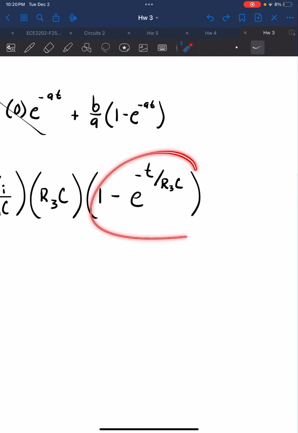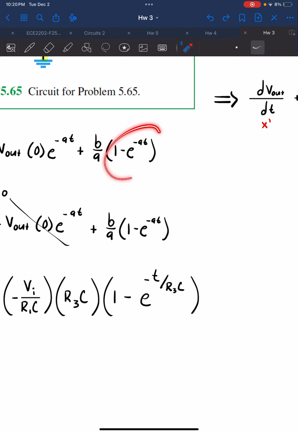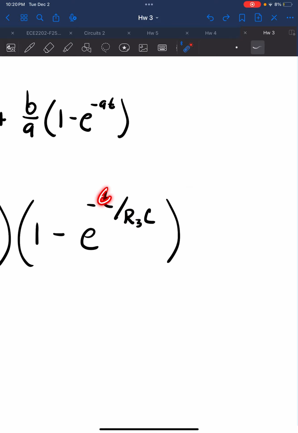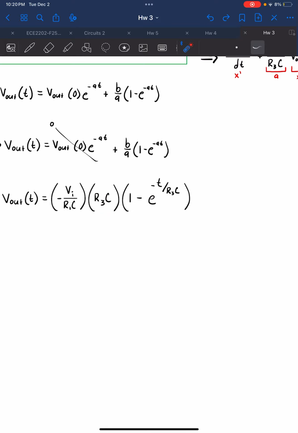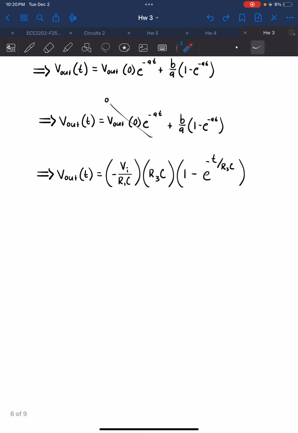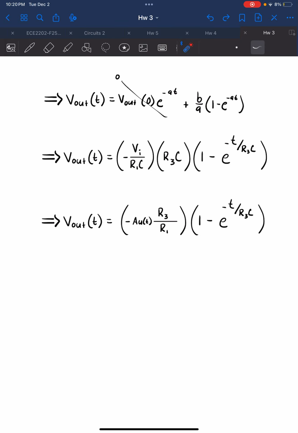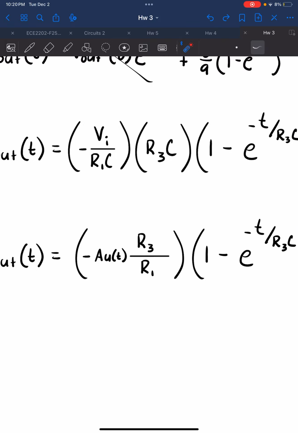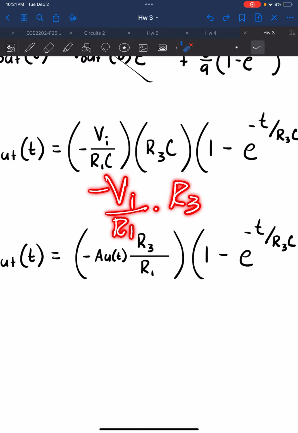Then this follows the format of our shortcut. A is 1 over R3C, so this becomes t over R3C. This is our general form, but we can do some simplification and we get this. The reason we go from here to here, if you notice, is that this capacitance and this capacitance cancel out, right? So we're left with V source over R1 times R3.